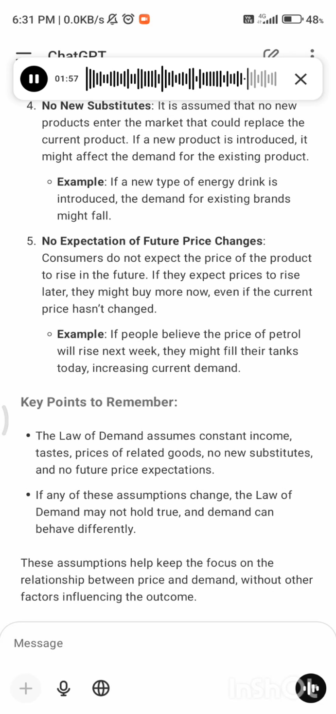The law of demand assumes constant income, tastes, prices of related goods, no new substitutes, and no future price expectations. If any of these assumptions change, the law of demand may not hold true, and demand can behave differently. These assumptions help keep the focus on the relationship between price and demand, without other factors influencing the outcome.